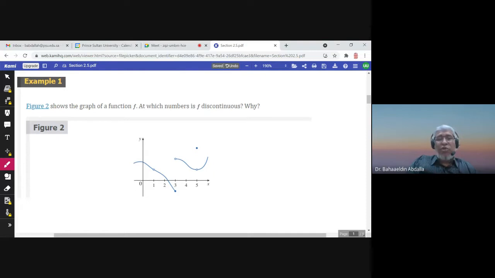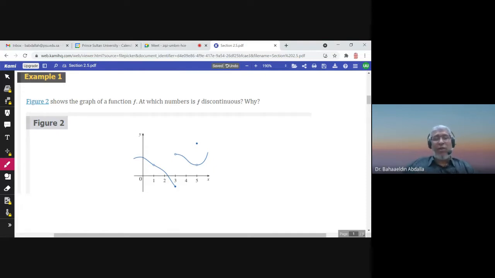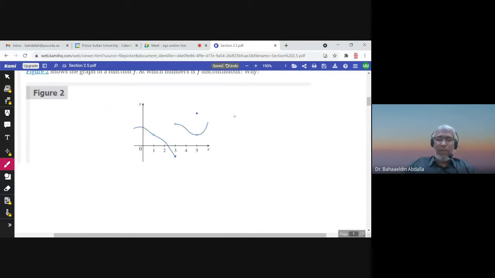Example, this figure shows a graph of a function f. At which numbers is f discontinuous and why? Well, f of 1 is not defined. So f is not continuous at x equals 1.